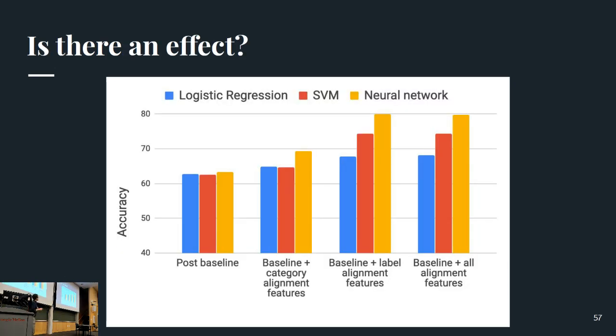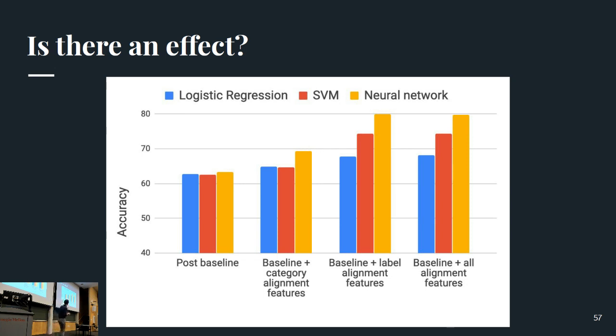All right, so our question is, is there an effect? We actually do see quite a bit of an effect from the identity features in this task, more than I expected. On the left, 50-50 is random, and for the post baseline features, what is in the post, you can get about 63% accuracy on this task. We tried a few different models, linear and nonlinear. If we add in the category features, we get a significant increase in performance for some categories, while for others we don't.